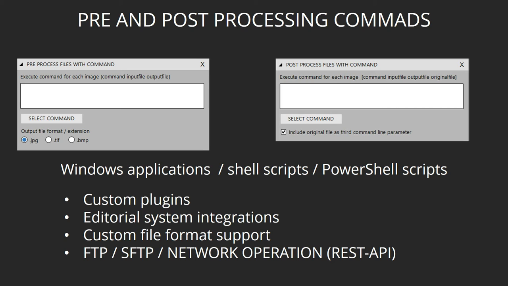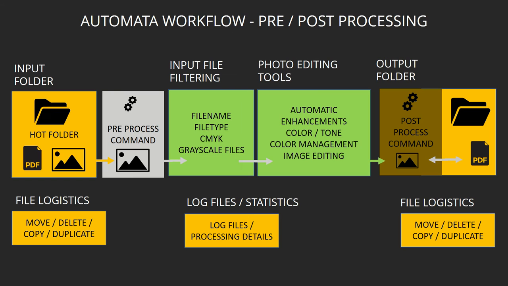So how does it work? The preprocess command is run before and the post command is run after the file is processed. Here's an example. We have the same input folder and here we have the preprocess command. It means that when a new file comes in, Automata runs the file first through this preprocess command, and after that the file goes to the Automata processing. And then we have just the normal workflow, so you have all input file filtering and photo editing tools available.